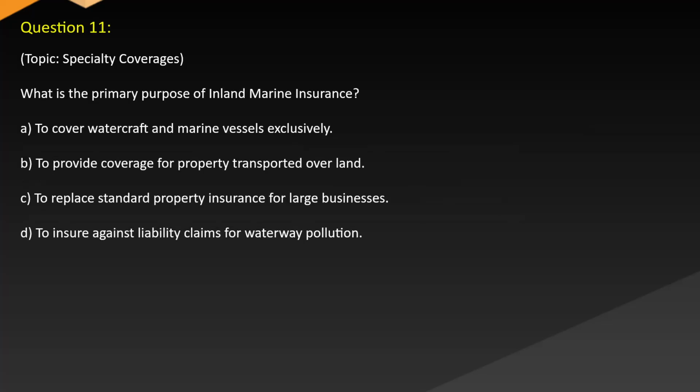Question 11. Topic: Specialty coverages. What is the primary purpose of inland marine insurance? A. To cover watercraft and marine vessels exclusively. B. To provide coverage for property transported over land. C. To replace standard property insurance for large businesses. D. To insure against liability claims for waterway pollution.